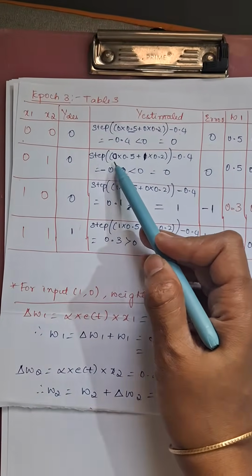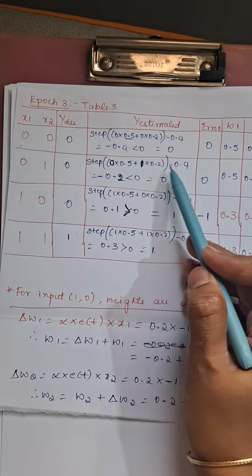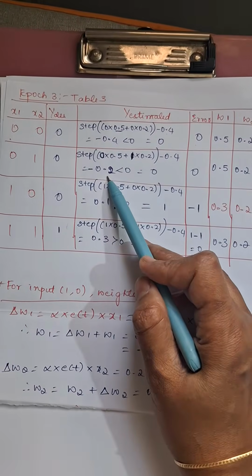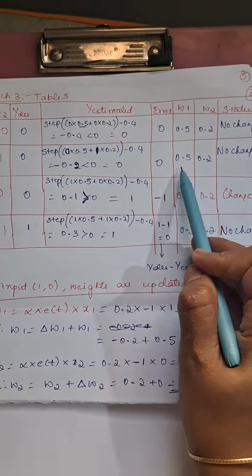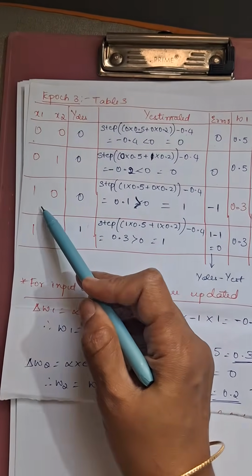Again do it for the next one. 0 into 0.5 plus 1 into 0.2 minus 0.4. I am getting minus 0.2, less than 0, so 0. 0 minus 0 is 0. Again there is no change. Weights remain as they are. Now for the third one.